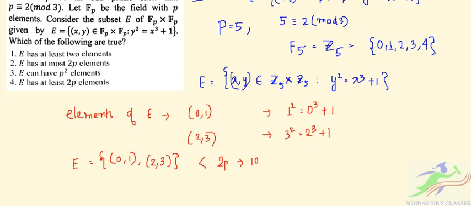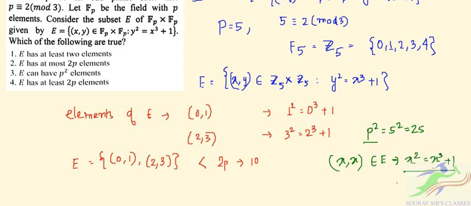Now check with option 3. It is saying that E can have p square elements. P square means 5 square, that is 25 elements it is saying. So 25 elements will be wrong. It is not possible for E to have p square elements, because if it were correct, then for the x, y you have given, the same value would belong to E. So x square is equal to x cube plus 1, which will be a contradiction.